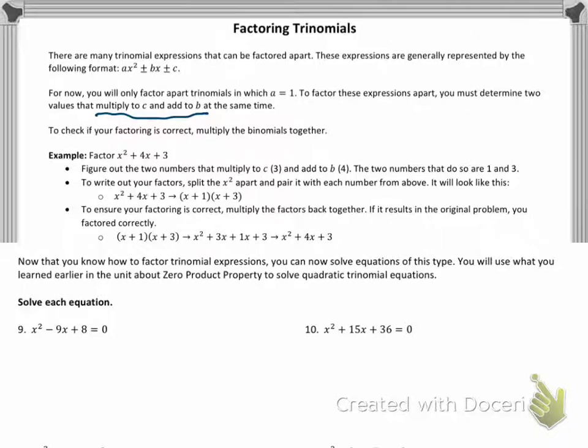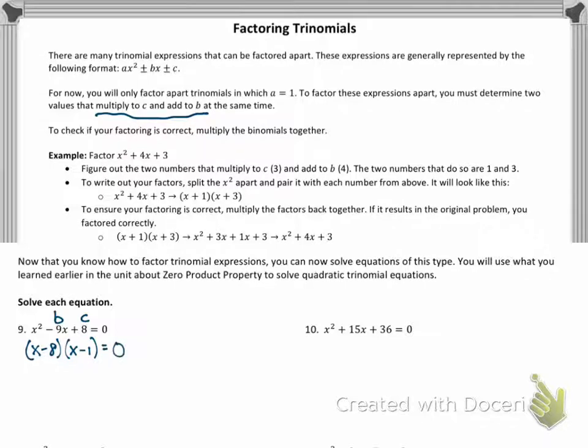The way that we solve it is to factor it. So we are factoring a trinomial. So again, multiply to c, add to b. The goal is what multiplies to 8 and adds to negative 9. The two numbers that will do that are negative 8 and negative 1. So the way this will split apart is x minus 8 times x minus 1.